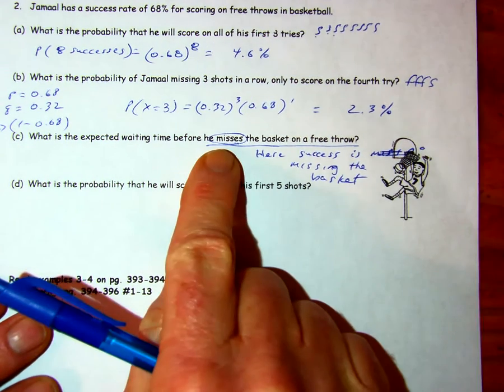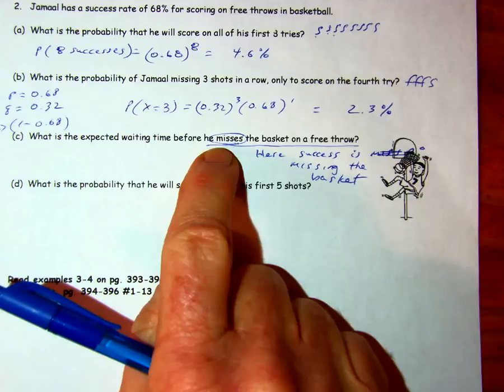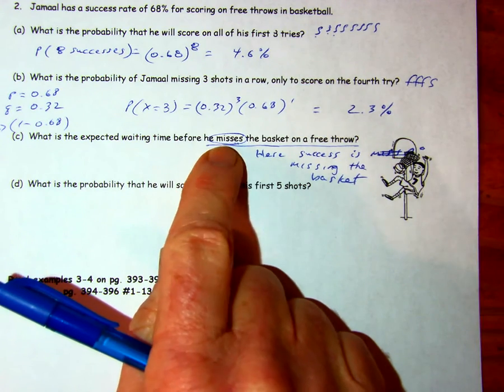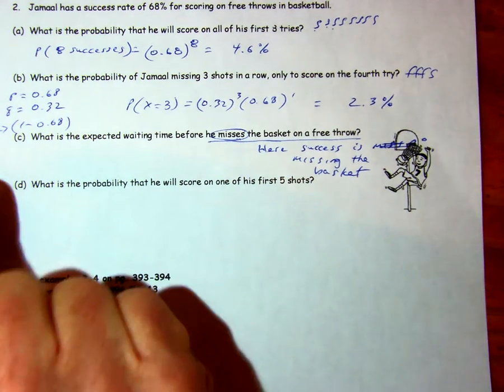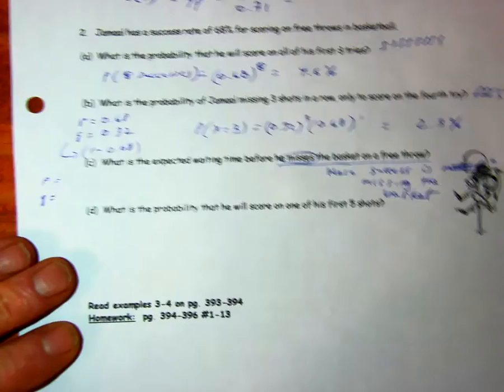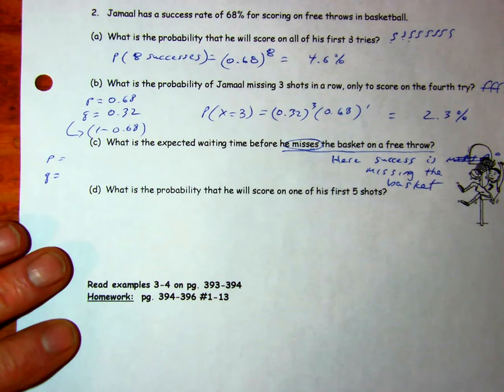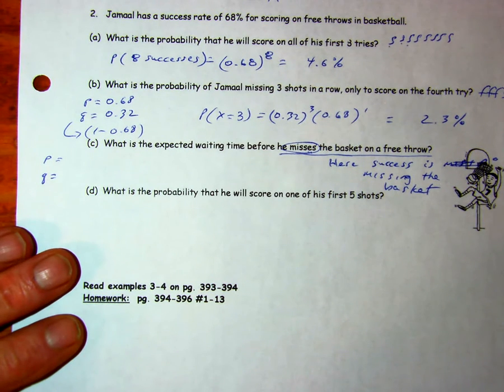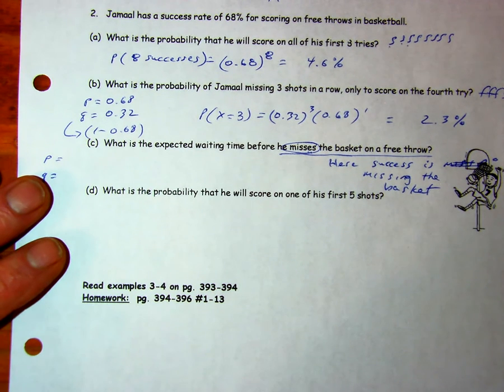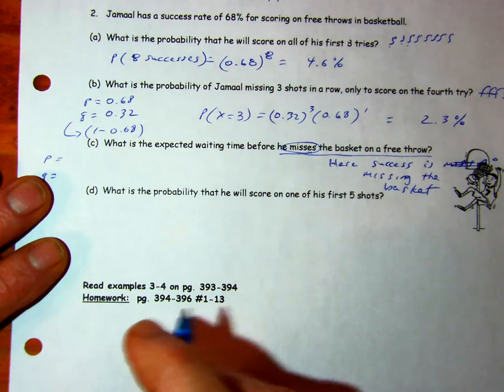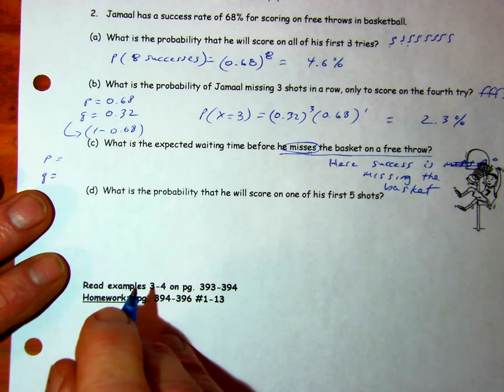Okay. So the success always has to be the one at the end. So the success is missing. So what's the P and what's the Q? If the success is missing, the P is the missing now, not the getting it in. Right? So the P now here is what?